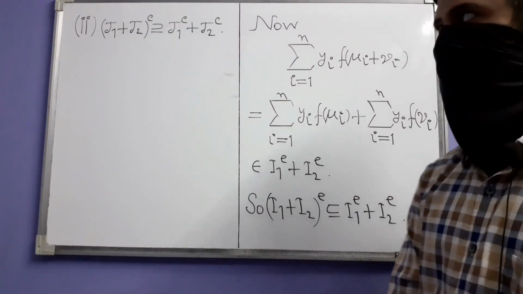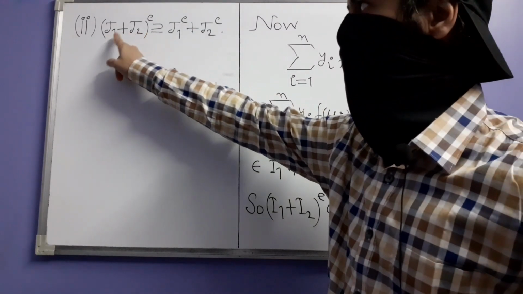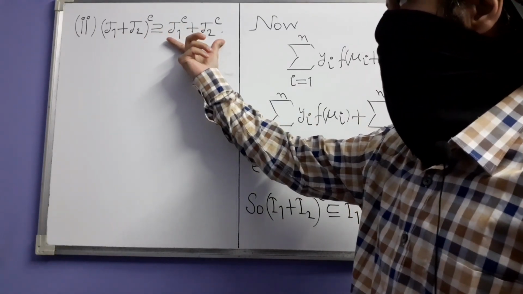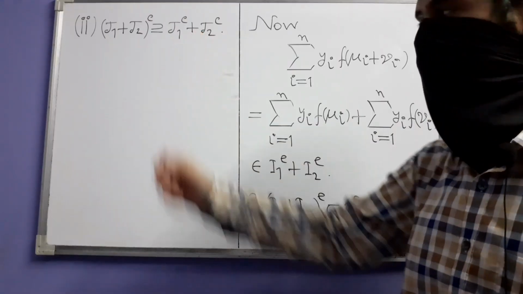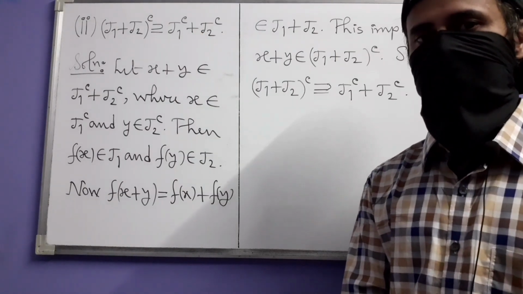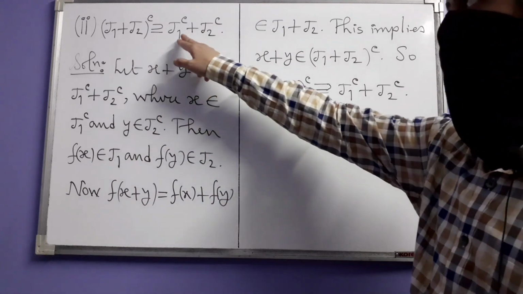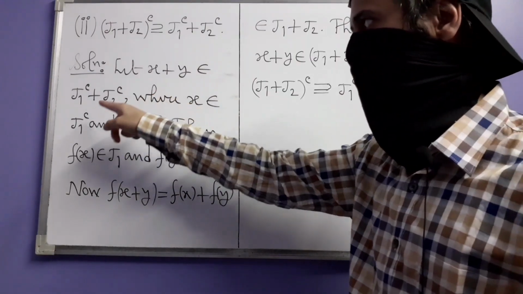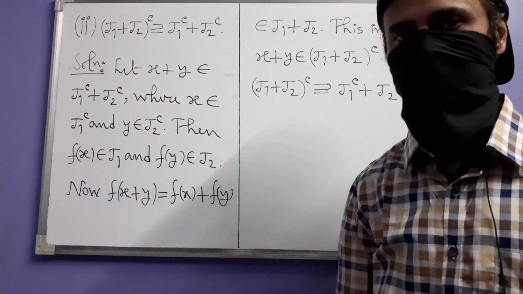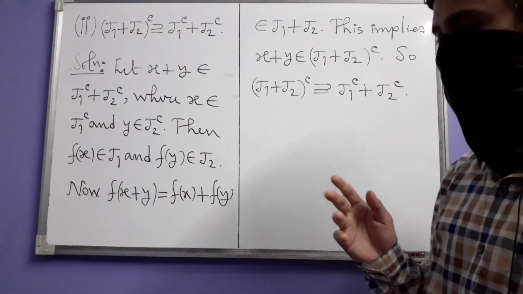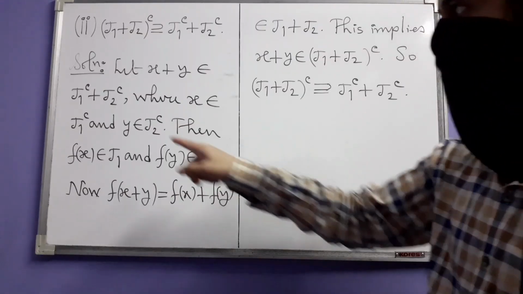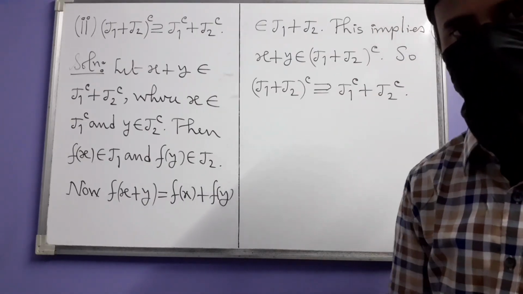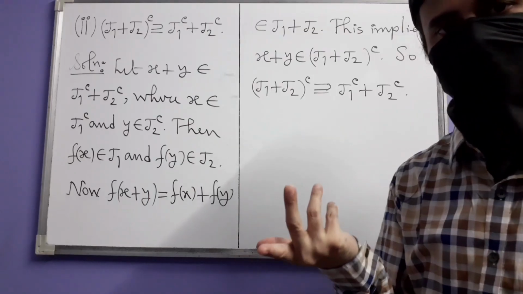And the second one involves contraction. The contraction of J1 plus J2 contains, that means has as a subset, the sum of the contractions of J1 and J2. This one is even easier to establish. We just straight away take any element here and it's going to look like this, x plus y, where x belongs to J1 contraction and y belongs to J2 contraction. It is easier because contractions are just inverse images. So J1 contraction is nothing but the inverse image of J1 under f, f inverse of J1, and J2 contraction is f inverse of J2, that's it.